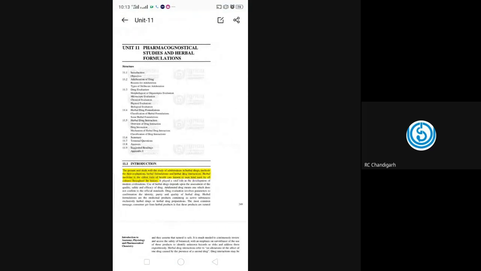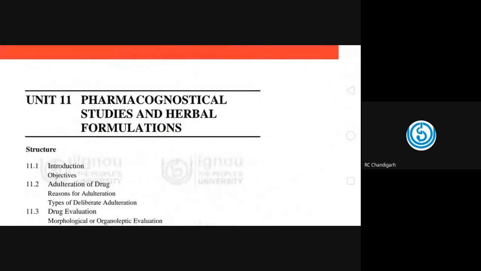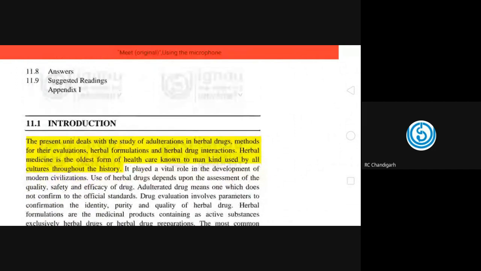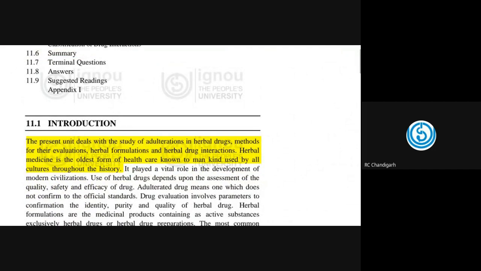So the 11th chapter is pharmacological studies and herbal formulations. So first, the introduction to this chapter. The present unit deals with the study of adulterations in herbal drugs, methods for their evaluations, herbal formulations, and herbal drug reactions or interactions. Herbal medicine is the oldest form of healthcare known to mankind, used by all cultures throughout the history and throughout the world.